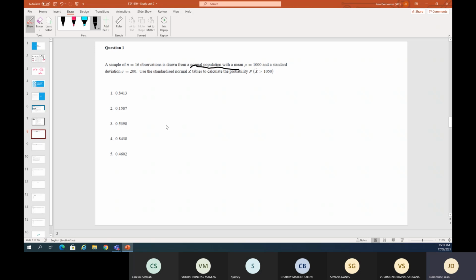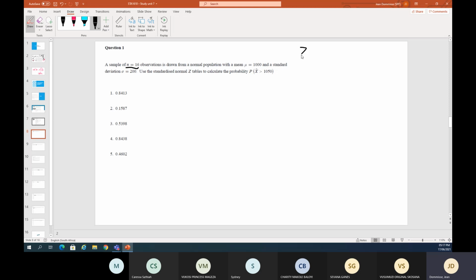Is it the standard error that they want you to work out? Is it the Z value that they want you to work out, or is it the probability that they want you to work out? So let's look at this question then, and let's see if we can solve it. So a sample of 16.